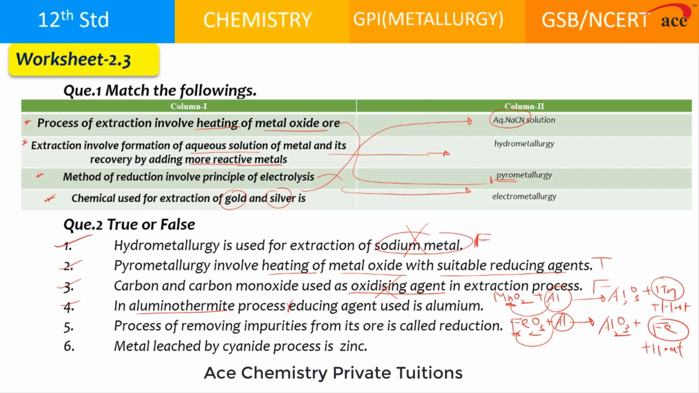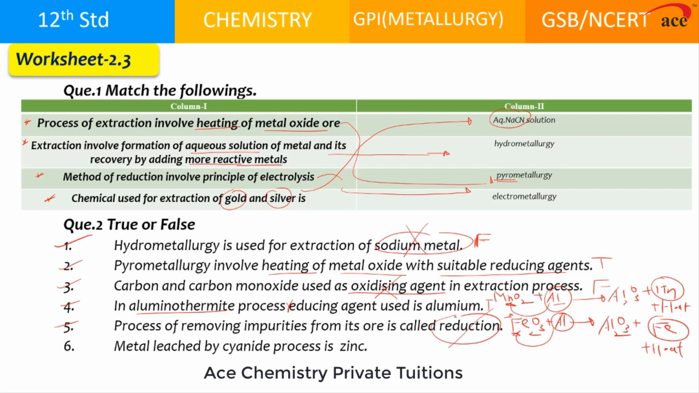Generally, this process is important for filling and welding of what? Railway tracks. So aluminium in this process, they have asked, is used as what? Reducing agent. So the statement is what? True.